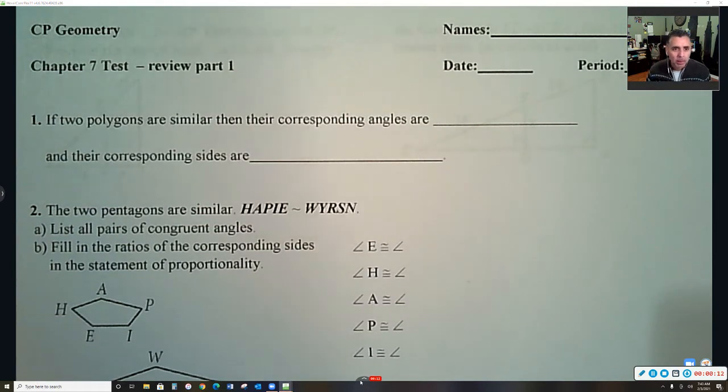If you look at number one, that's pretty much a definition. Look for it. It's in your notes. I'm not going to give it to you. You can find that in your notes. Chapter 7 is the very first notes we took for chapter 7 actually. Maybe second one.